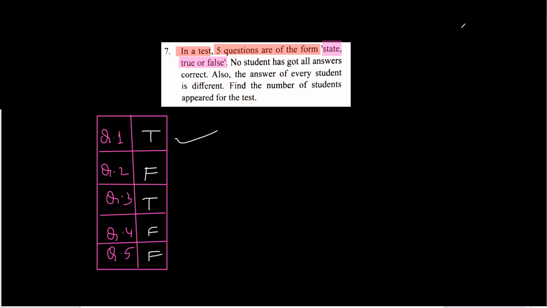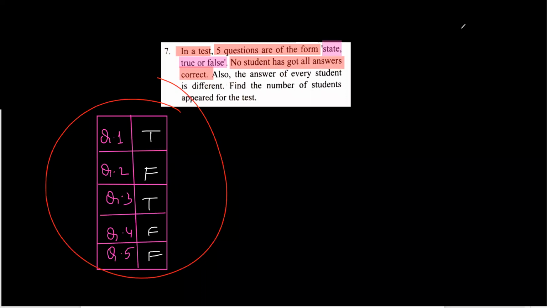If somebody is writing this sequence, they get all correct. So this is how it is. Now see, let us read the question ahead. It says in a test, five questions are of the form state true or false. Then it says no student has got all answers correct. No student. What does it mean? See, students, if this is the correct sequence, not a single student has written this sequence, TFTFF.